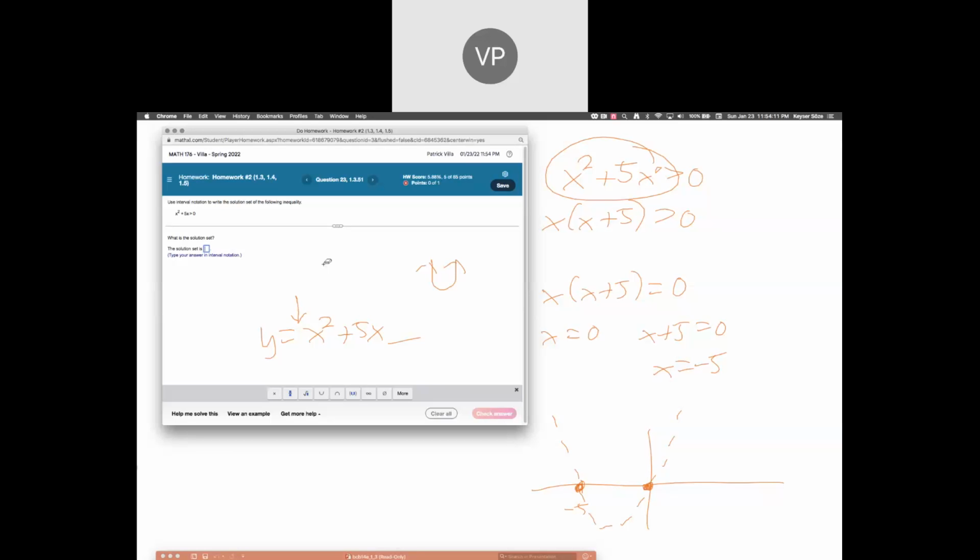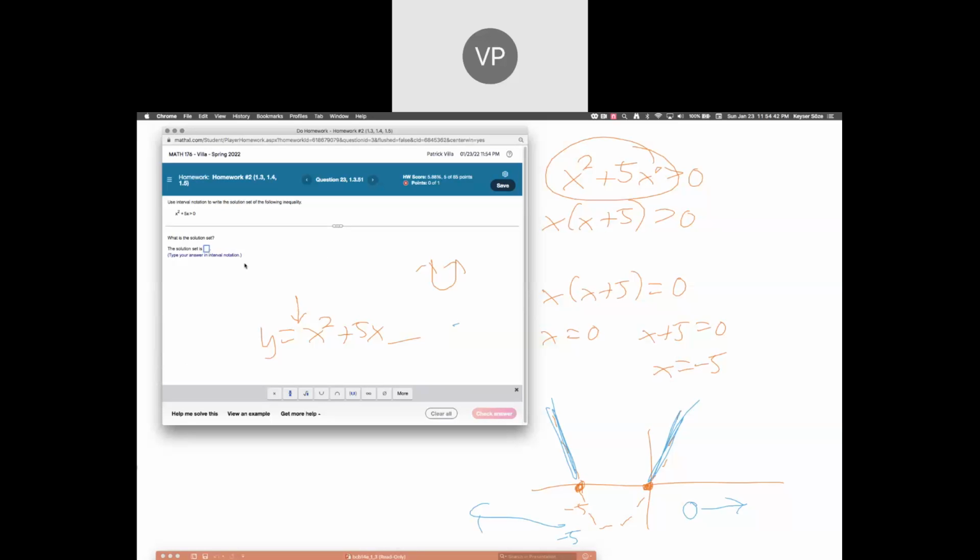The question at hand is, where is my parabola greater than 0? Well, it's greater than 0 in a couple of places. It's asking where is it above the x-axis. Well, here it's positive, here it's positive, and since I know these points, I know from 0 on up it's going to work, and everything less than -5 it's going to work. So the question they ask for is, what's the solution set? Where is this thing going to be greater than 0?